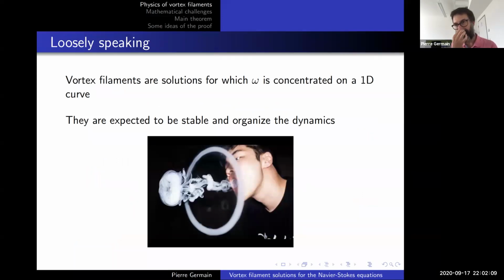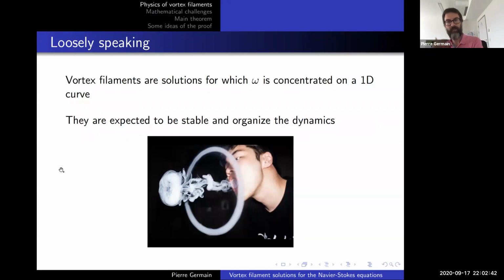And we want to study a specific type of solutions which are called vortex filaments. Vortex filaments are solutions for which the vorticity, so the curl of the velocity, is concentrated on a 1D curve. So the vorticity lives on a curve, and so it should be mathematically understood as a measure.